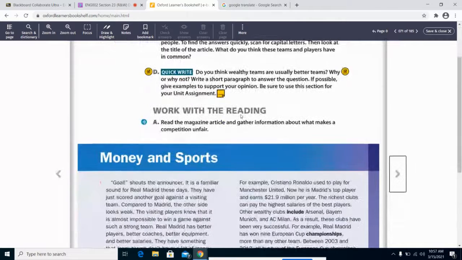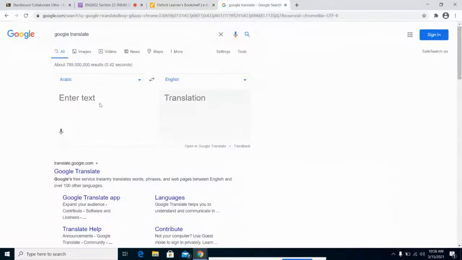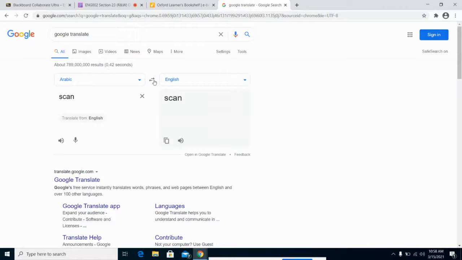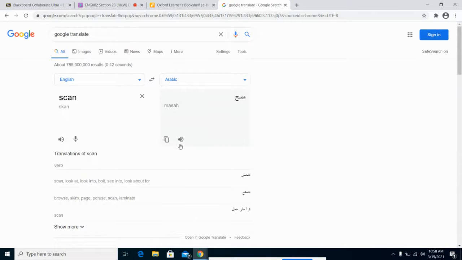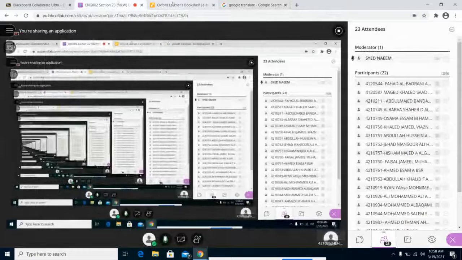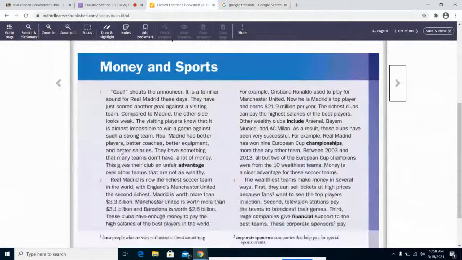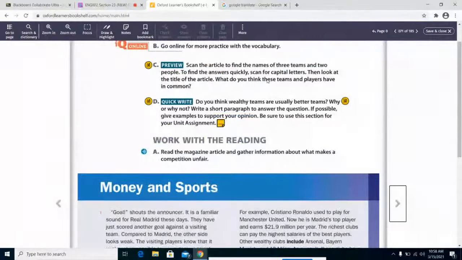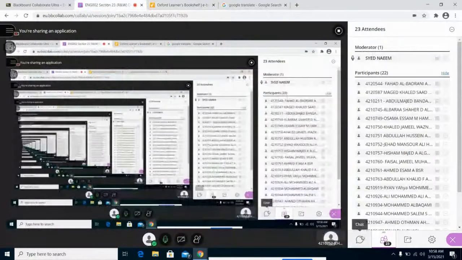Okay, so you need to scan. What do I mean by scan? We have already talked about it. Scan means you try to find some information. So just scan this article. Quickly read this article and try to find the names of 3 teams.